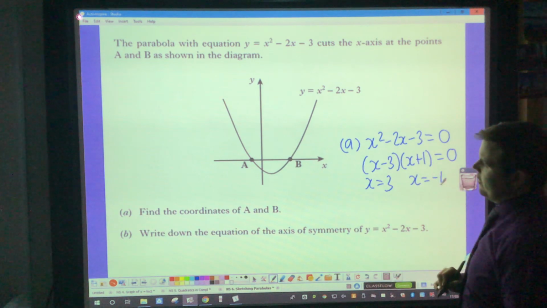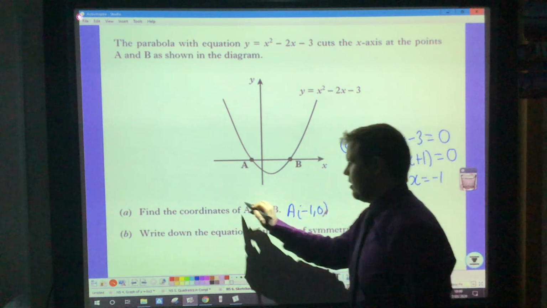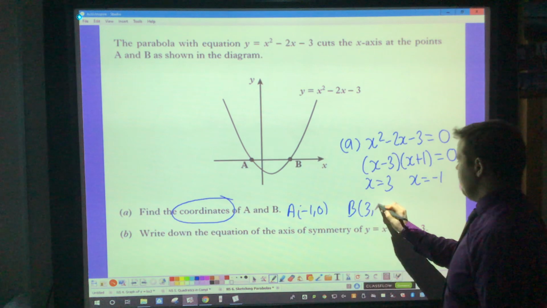One thing we need to be careful is A is obviously (-1, 0). It's asking for coordinates. And B is (3, 0).